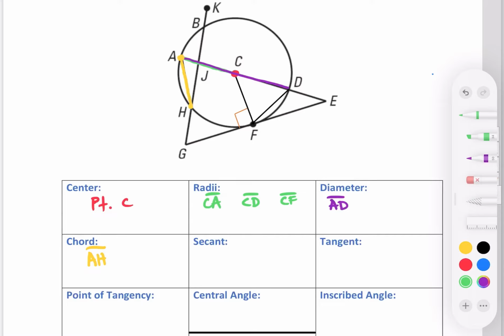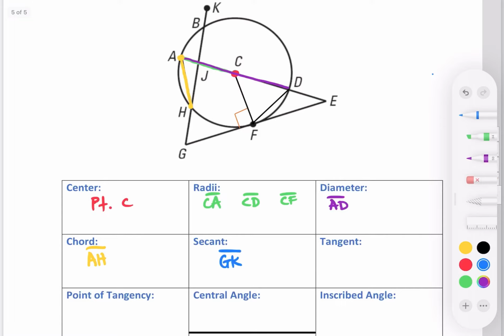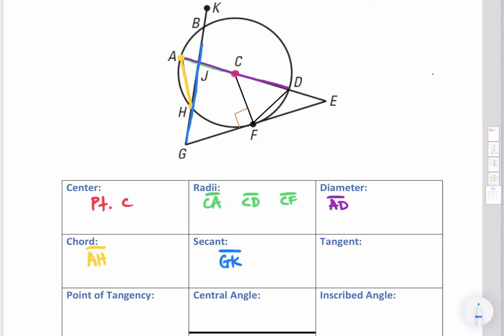We also have secants. A secant is a segment or a line that goes through two points. So an example of a secant could be GK. So G to K could be an example here, going through two points on the circle.